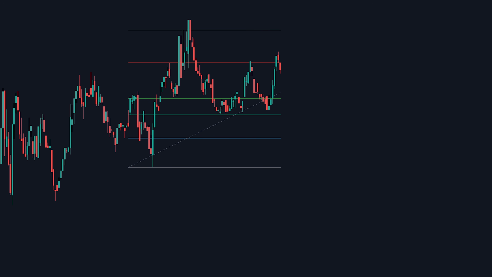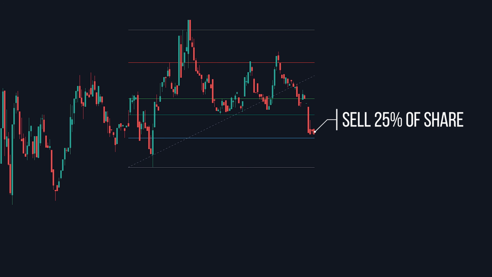So what does price do? It drops back down to the 50% line. It sort of respects it, but it's still kind of unsure. We still sell around 25% of our shares at this level for guaranteed profit. Next, we see a monster of a candle break through the 61.80 line. The next couple of candles start respecting this line. We sell another 25% of our original entry and we see what price does.